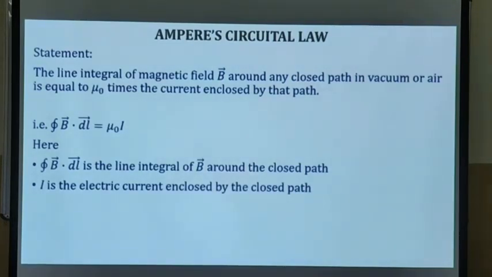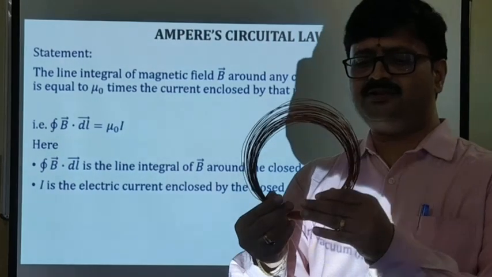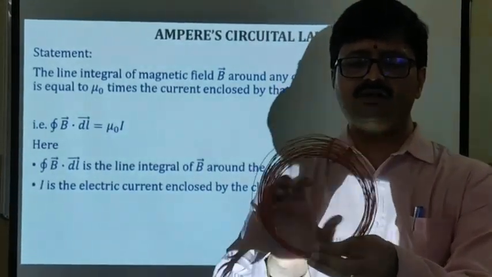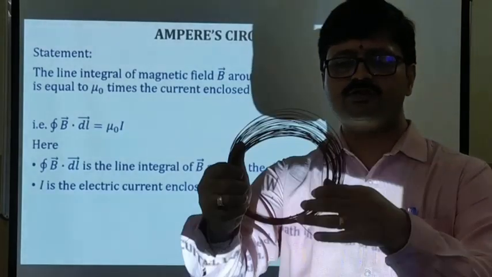Now what is a closed path? You must be wondering what a closed path is. A closed path is just like the circular coil that I have discussed already. Now this is a circular coil. This is again a closed path, no? Here we don't have any openings. So hence I can call this ring a closed path.